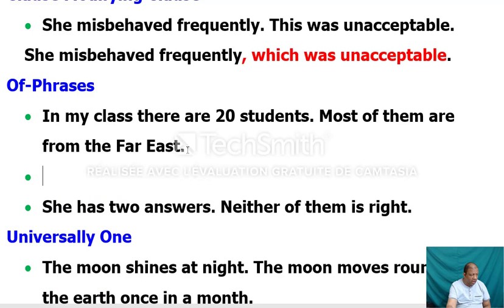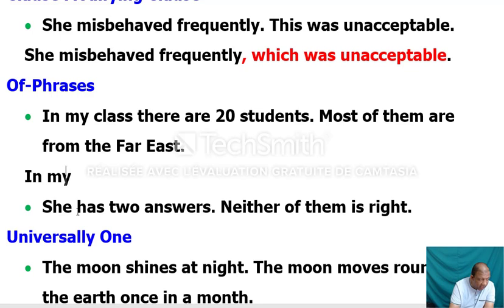Of phrases. Here we have, in my class there are 20 students. 20 students, this is the first word. And then most of these 20 students, most of them refer to 20 students. We call it, in order to simplify matters for you, a part or sum of the whole. Not all of them, 20, but most of them. That's why we call it sum of the whole.